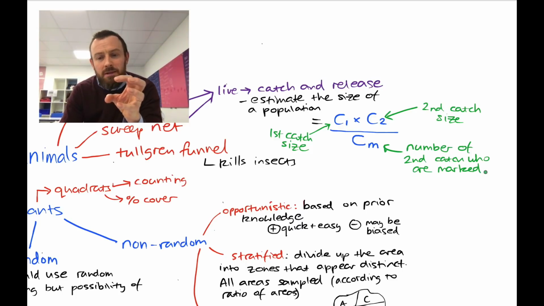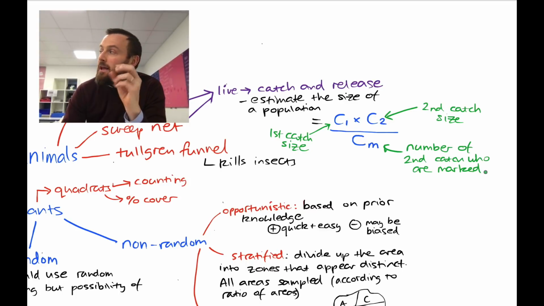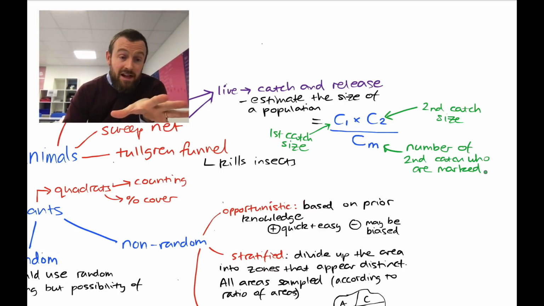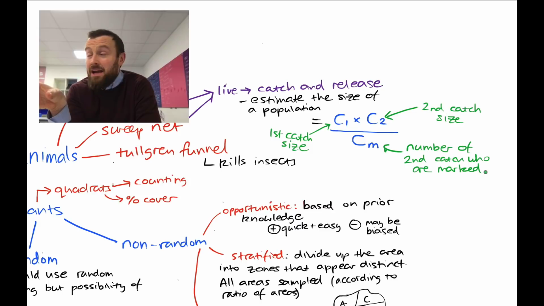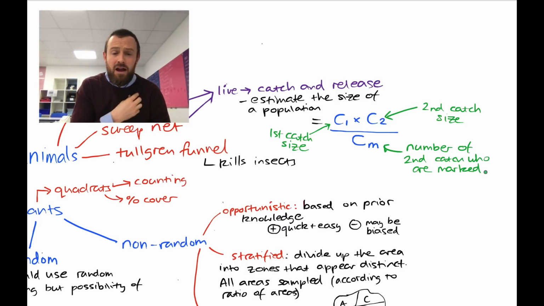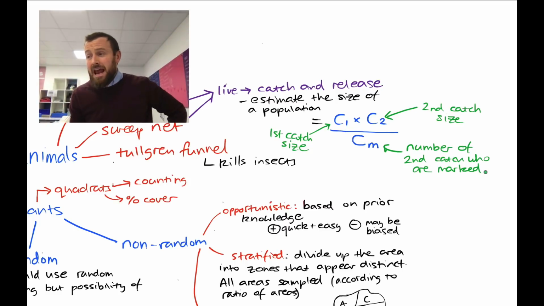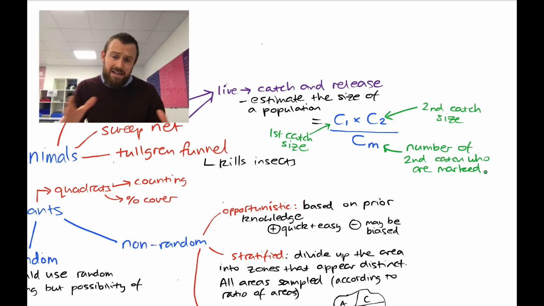I'm not going to go too deep into the maths, but it's basically like this. If you label loads of ants first time round, you come back and only one of the second catch is marked, well, that must mean that the population is huge. Let's say you labeled 50 ants first time round, but when you caught them again, only one of those marked ones turns back up. That probably means that you only labeled a very, very small percentage of the population, i.e. the population is huge.